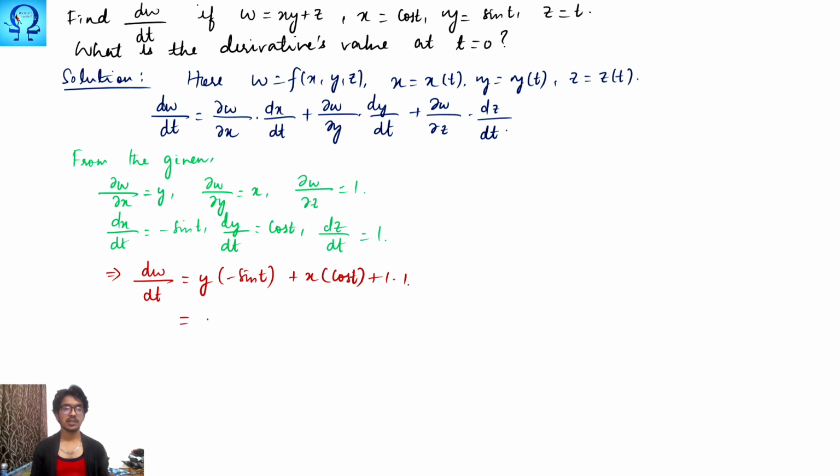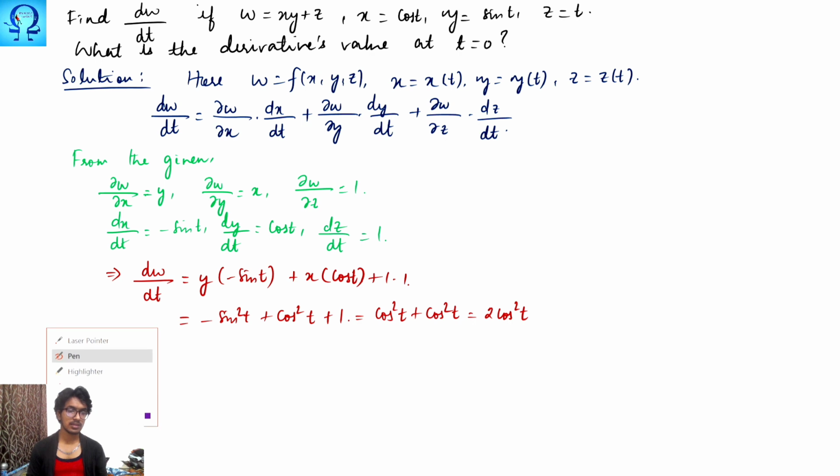And when you give the values of x and y into this, you can see minus sin squared t plus cos squared t plus 1. So 1 minus sin square t may be written as cos square t. So it is cos square t plus cos square t, which is 2 cos square t. If you want to do the simplifications furthermore, yes, of course you can do it. But still here we are asked to find out the value of the derivative when t equals 0. So it is 2 times of cos squared 0, which is 2 times of 1, that again lands as 2.